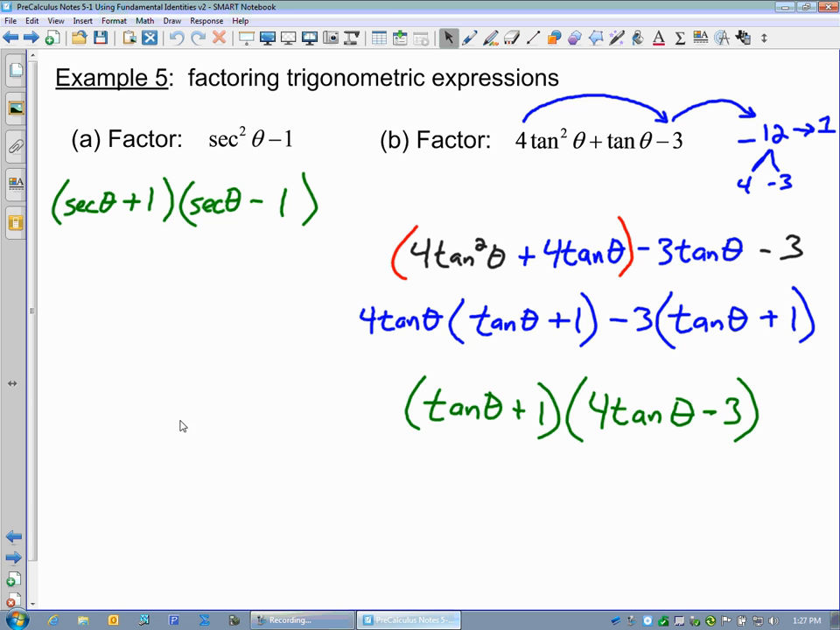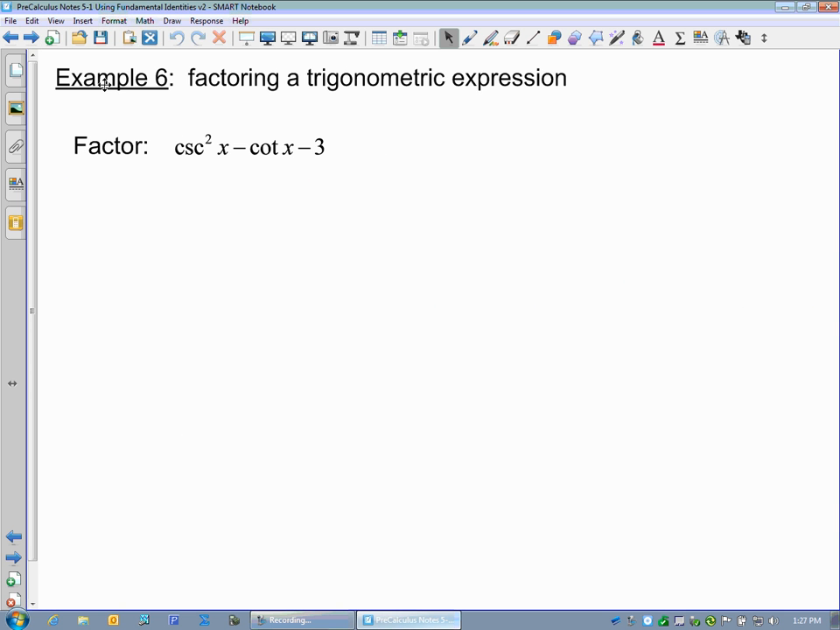All right, for the next example, we're going to look at, again, another factoring, but this time it doesn't start out as easy, because these are not the same function. In order to be able to do what we did in the last problem, we need the same function. So I need to somehow figure a way to switch out a cosecant for a cotangent. And of course I can do that using one of my Pythagorean identities.